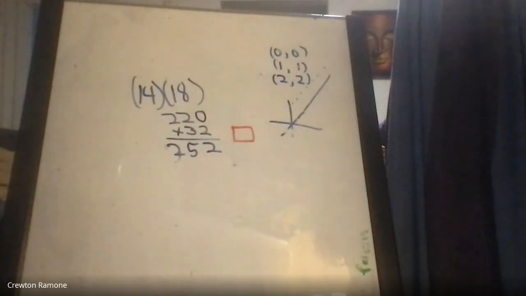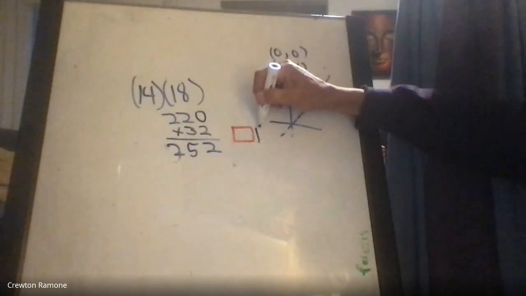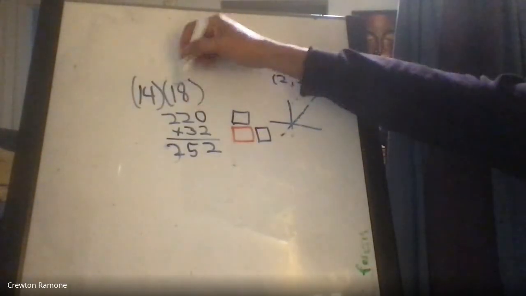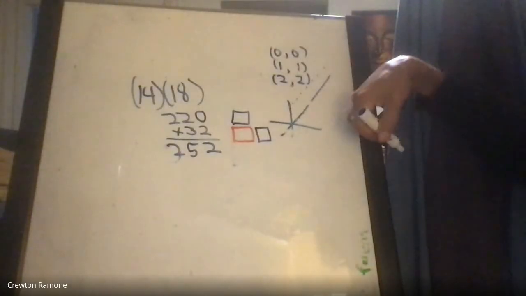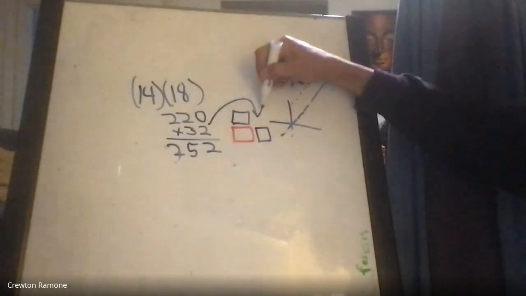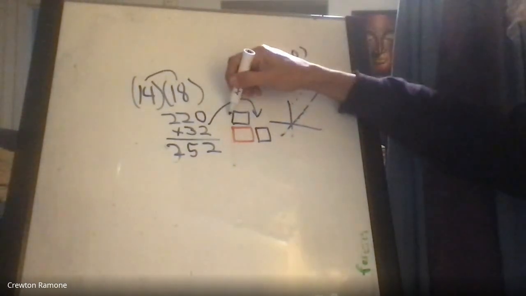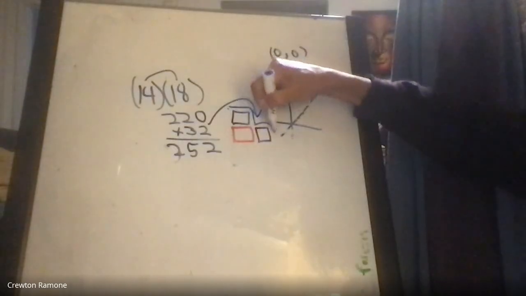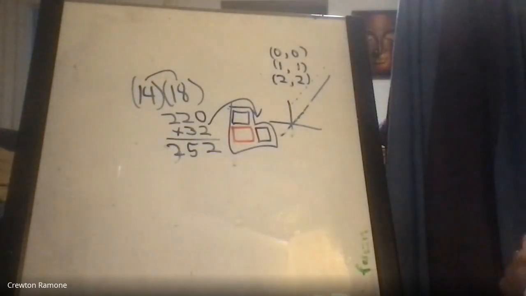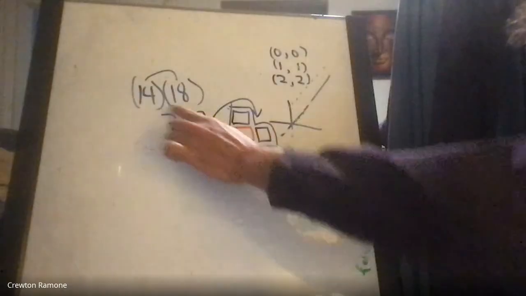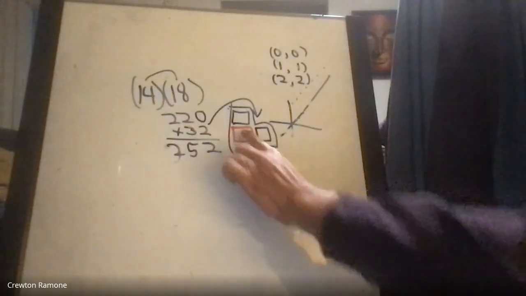Then it says I'm supposed to be 14. So it has to be 4 tens here and 8 tens there. So when I add all this together, I wind up with 220. And then the 32 is in the corner. That's all it is. When I add these two, all I'm doing is adding up all of this. And that's going to be 220. Because that's the tens. We're counting the tens.